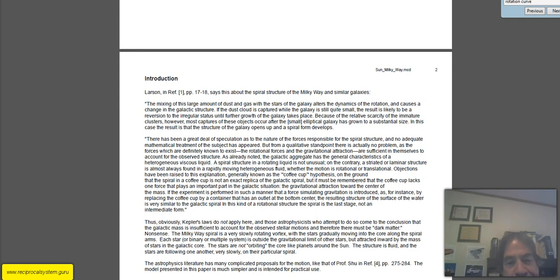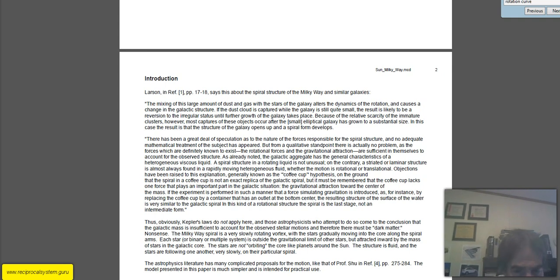the coffee cup lacks one force that plays an important part in the galactic situation: the gravitational attraction toward the center of the mass. If the experiment is performed in such a manner that a force simulating gravitation is introduced, as for instance by replacing the coffee cup by a container that has an outlet at the bottom center, like a toilet, I say parenthetically, the resulting structure of the surface of the water is very similar to the galactic spiral. In this kind of rotational structure, the spiral is the last stage, not an intermediate form.